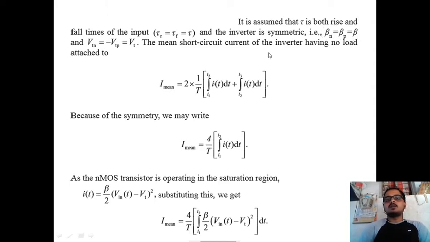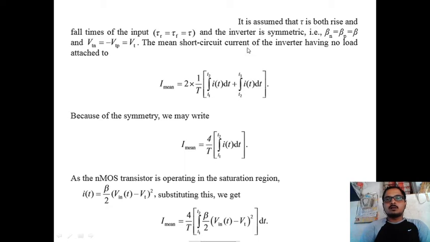Here, in order to get the short circuit current, we need to assume that the inverter is symmetric. Then beta n equal to beta p equal to beta, and the threshold voltages of NMOS and PMOS are equal, that equal to VT. Remember this.